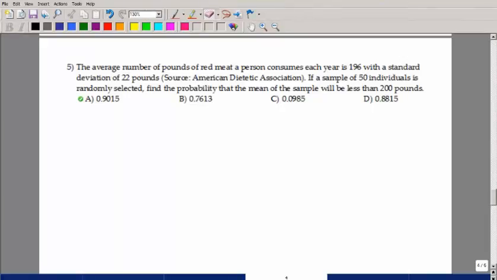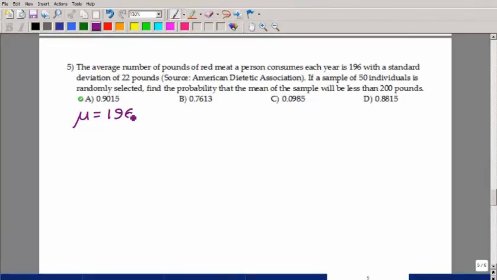So let's see, the average number of pounds of red meat a person consumes in a year is 196 with a standard deviation of 22 pounds. If a sample of 50 individuals is randomly selected, find the probability that the mean of the sample will be less than 200 pounds. Just like the last problem, since our n is more than 30, it's 50 in this case, the central limit theorem applies. It does not have to tell us anything about the normal distribution in the problem, but we will be able to use the normal distribution.